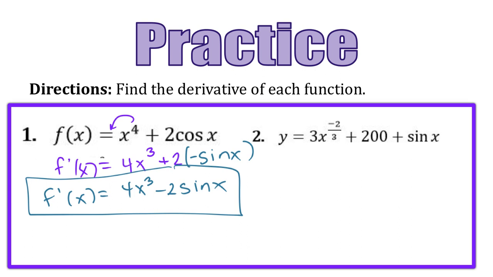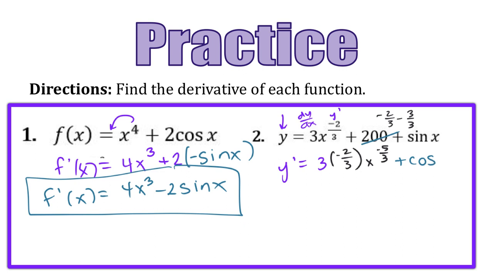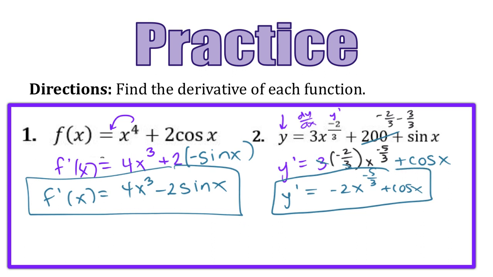All right, let's look at number 2. First thing, I can't write f prime of x. I either need to write dy dx or I need to write y prime. So I'm going to write y prime. 3 times, I'm going to drop that exponent down, negative 2/3 times x. If I subtract 1 from 2/3, that's the same thing as subtracting 3/3. So that's going to give me x to the negative 5/3. The derivative of 200 is 0. And the derivative of sine of x is cosine of x. So let's clean this up a little bit. This is going to give me negative 2x to the negative 5/3 plus cosine of x. You do not need to rewrite with positive exponents.